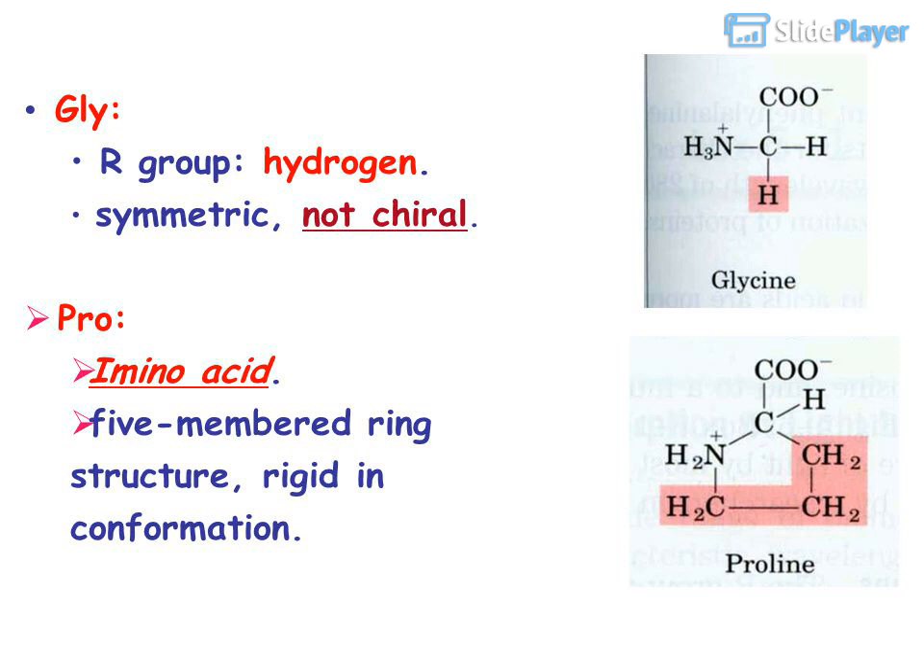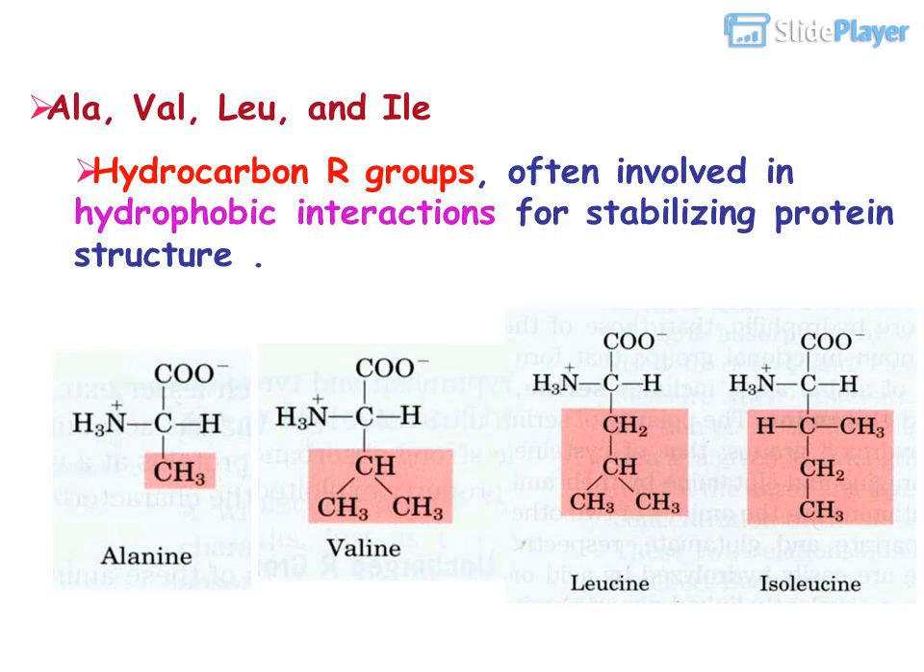Gly: R group is hydrogen. Symmetric, not chiral. Pro: 5-membered ring structure, rigid in conformation. Ala, Val, Leu, and Ile: hydrocarbon R groups, often involved in hydrophobic interactions for stabilizing protein structure.